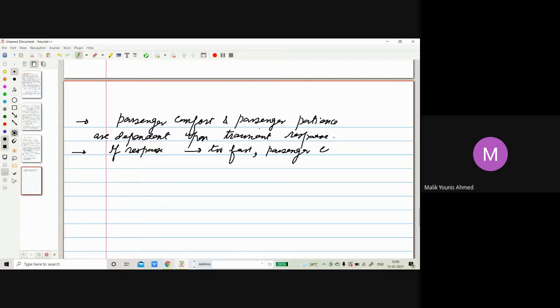Passenger comfort will be sacrificed. They will not get a proper response. If it is too fast, a person gets scared, people who are fearful. High speed does not feel good. The passenger comfort will be sacrificed in this case.